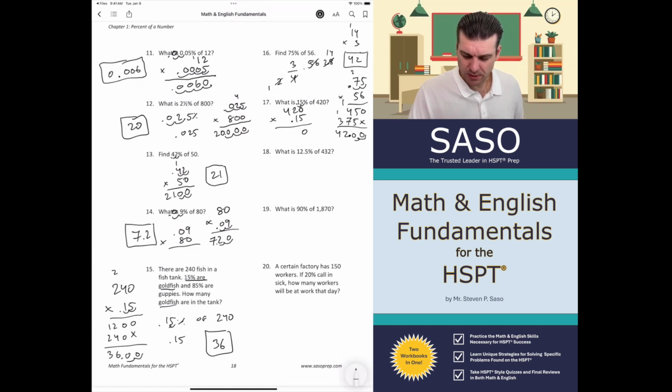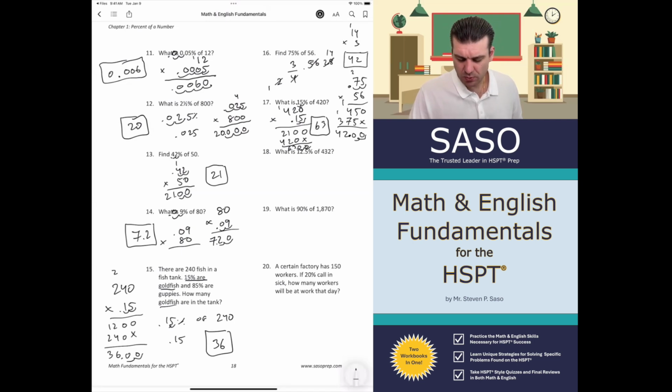5 times 0 is 0. 5 times 2 is 10, carry the 1. 5 times 4 is 20, plus 1 is 21. Placeholder, 1 times 0 is 0, 1 times 2 is 2, 1 times 4 is 4, and let's add them up. 0, 0, 3, 6. 2 decimal places, 2 decimal places. Looks like we get 63 for that one. All right, a couple more here.